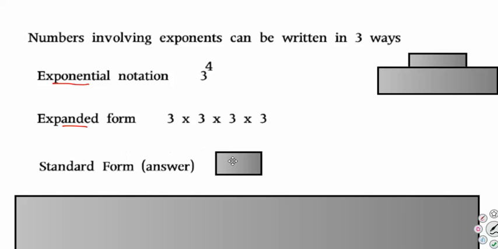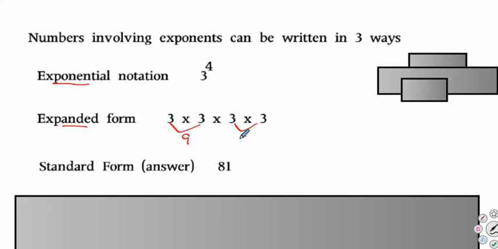And then standard form would just be the answer, okay? So my answer here would be 81. So you can grab a calculator to figure that out. You can just go 3 times 3 times 3 times 3, okay? Or you could look at it this way. 3 times 3 is 9, and this 3 times 3 is 9. So 9 times 9 would be 81, okay?